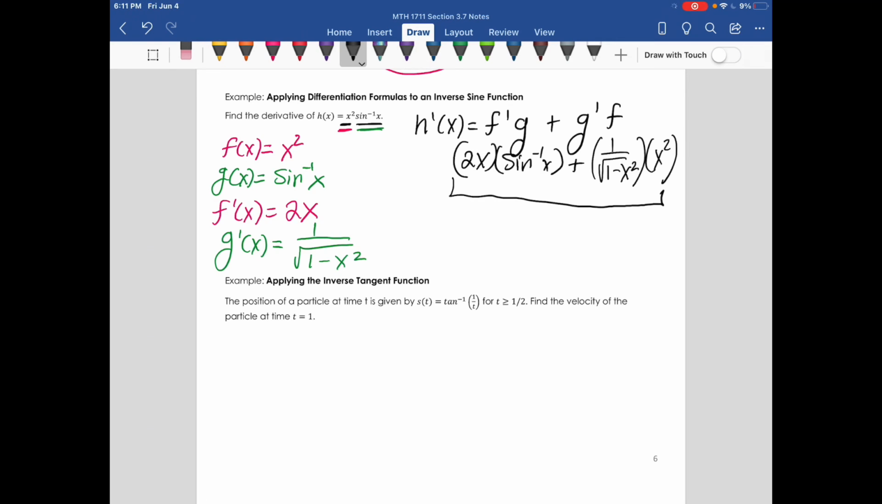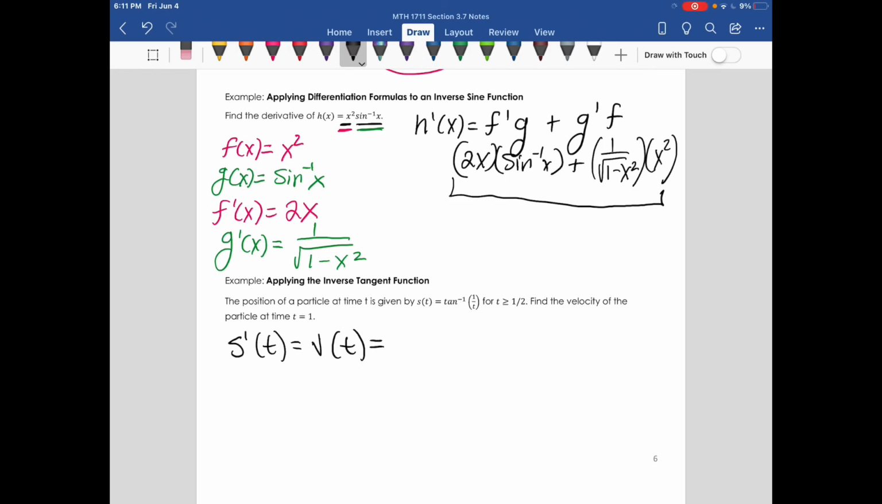In this last example, we are going to find the velocity using the inverse tangent function. So the position of a particle at time t is given by the position function inverse tangent of 1 over t for time greater than or equal to a half. Find the velocity of the particle at time 1. So in order to find the velocity, we need to take the derivative of the position function.